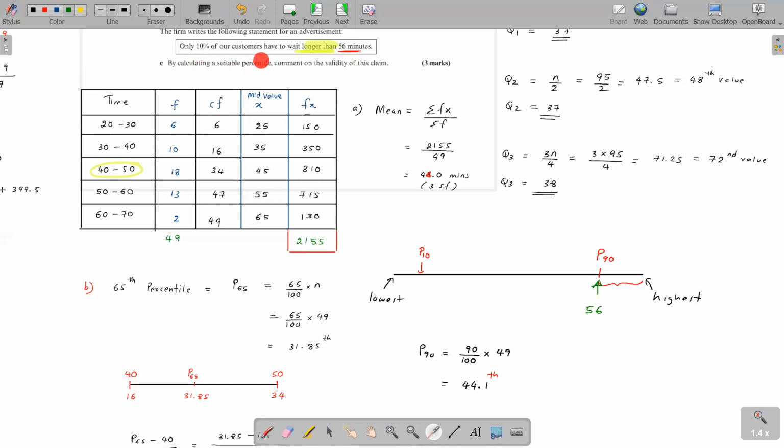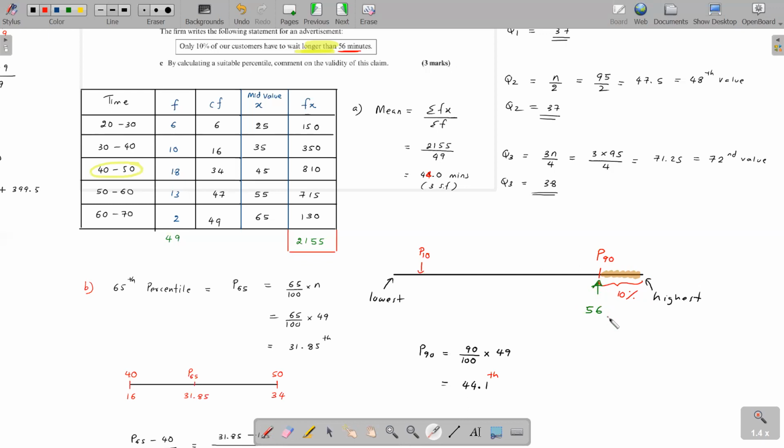They say only 10% of their customers wait longer than, which means this section. When you wait longer than, that's this section, the one I'm coloring. Less than is the lower side, more than means the higher side. So their claim is that only 10% of their customers are waiting more than 56 minutes. We need to check whether the highest 10% is at the 56 time mark.